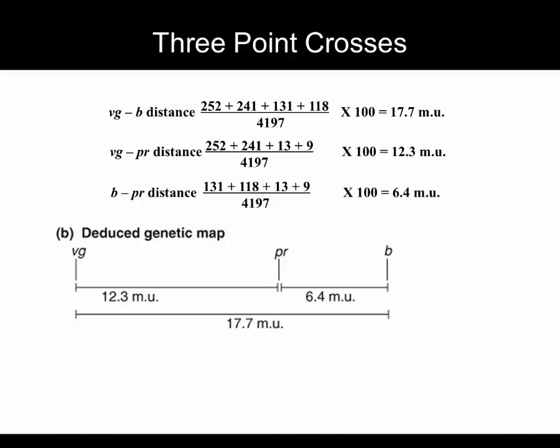But you'll notice a small problem here. The numbers don't work out exactly. With 12.3 map units between VG and PR, and 6.4 units between PR and B, we expect VG and B to be 18.7 map units apart. But our calculations say that distance is 17.7 map units. That's close, but why aren't the numbers the same?